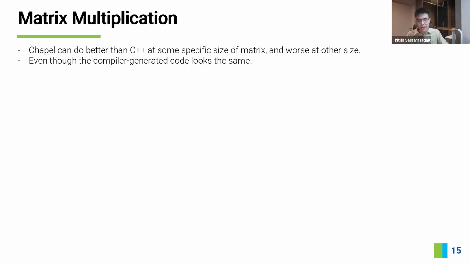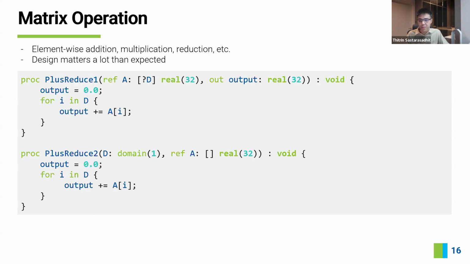For the multiplications, I just use block tiling of 64 by 64. In this case, Chapel somehow, at some specific matrix sizes, can do better and do worse for other sizes. The compiled code seems really similar to each other. So in this case, I'm not sure why.